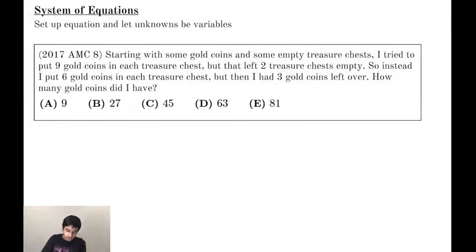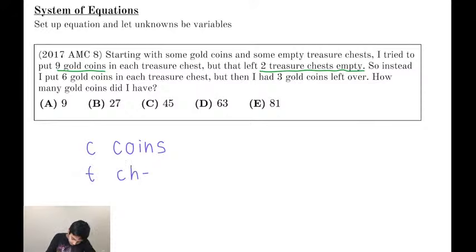And for systems of equations, the idea is to set up an equation and let any unknowns be variables. So for example, in this problem, we start with some gold coins and some empty treasure chests. I tried to put 9 coins in each treasure chest, but then 2 treasure chests are left empty. So immediately, right off the bat, we see that there are 2 unknowns. The amount of coins. So let's see, there's T chests. If you try to put 9 coins in each chest, there are 2 treasure chests empty. The amount of coins will be equal to 9 in each chest times T minus 2 treasure chests that we're actually using.